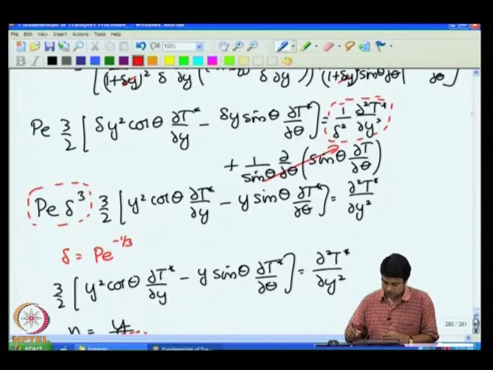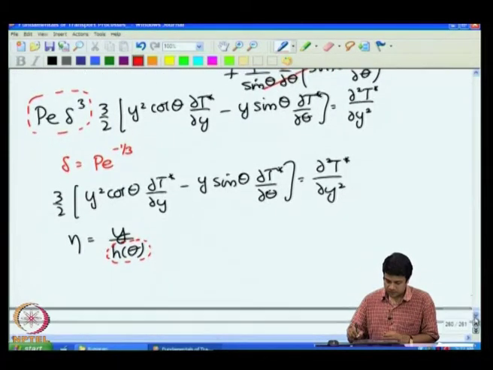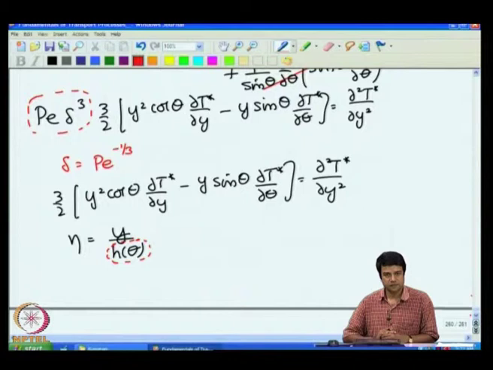And in this case, we get a simplified equation. It is Pe times delta cubed times 3 by 2 y square cos theta dT by dy minus y sin theta dT by d theta is equal to d square T by dy square. So, this is the simplified equation that we have to solve in order to find out what is the temperature field very near the surface.